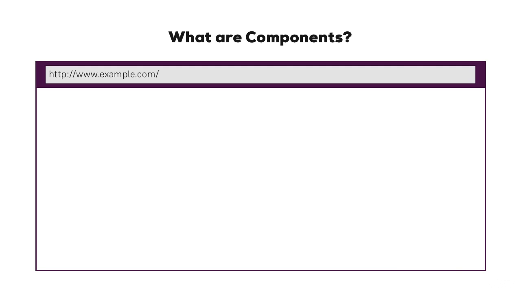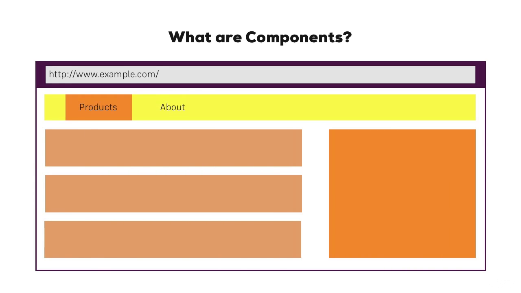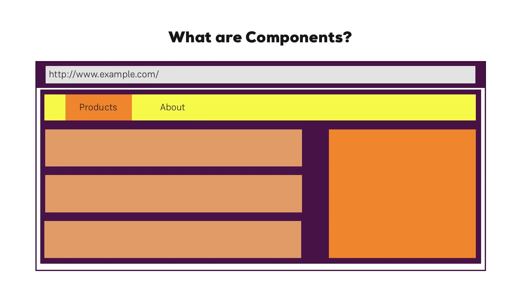So if we have a look at our browser window here and we're on example.com, we probably see a header with a products and about link, for example, and on the products page we might have multiple products, kind of a sidebar on the right, and all of these things here are components. Of course, they are living on a kind of root component, a component holding everything together.